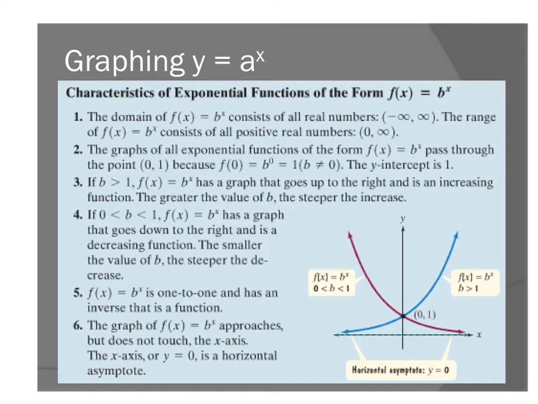And then 3 says if b is greater than 1, so if your base is greater than 1, then it has a graph that is increasing as you move from left to right. And the higher the value of b, the steeper the incline. If the base is in between 0 and 1, like a half or a third or something like that, then it has a graph that's going to decrease as you move from left to right. And then it's 1 to 1 because it would pass your horizontal line test, which means it has an inverse. We're going to learn about those in a little bit when we start talking about logs next week. And the graph approaches but does not touch the x-axis. So that's what we were talking about before. There's no way for these functions to be 0. So they will approach but not touch that x-axis.